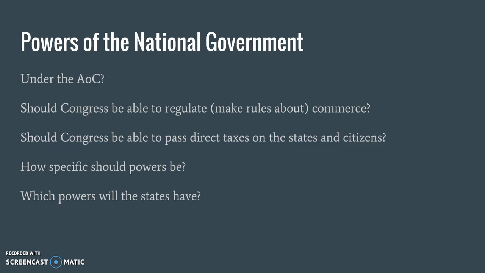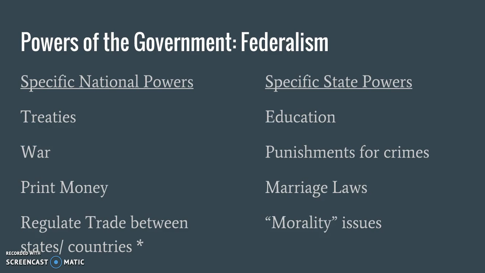So these are all the questions that they were considering when they were talking about the powers of the national government. And the system that they ultimately came up with at the convention was a system that they called federalism, in which there were specific national powers written in the Constitution with specific state powers in the Constitution, and then there were powers that were shared between the national and the state government, or things that they could both do.